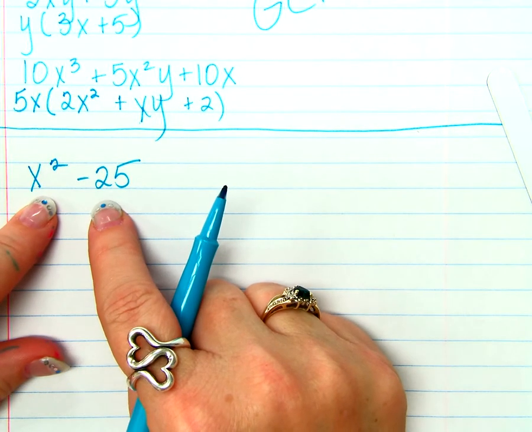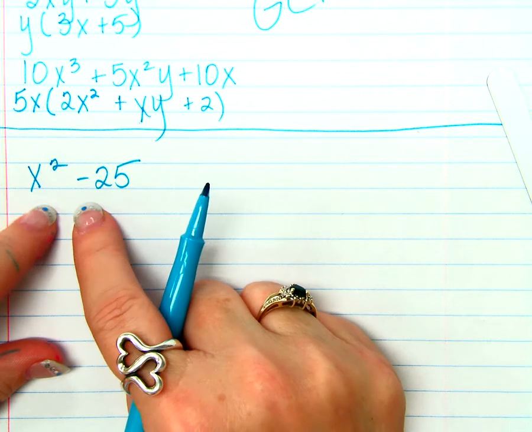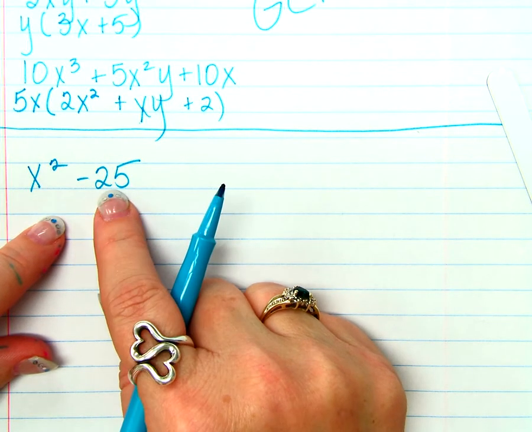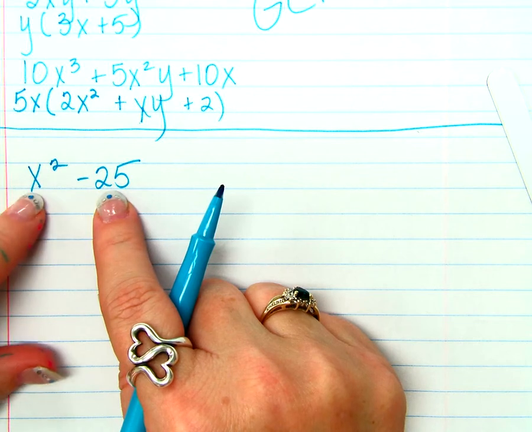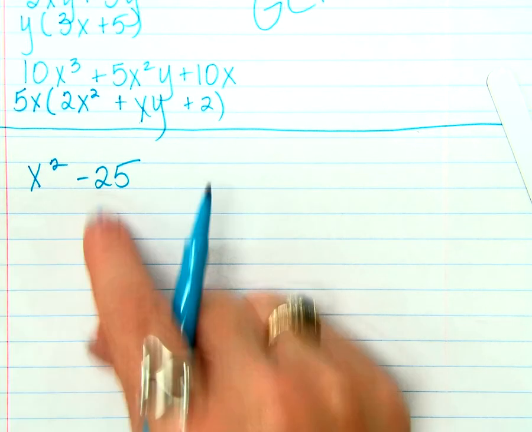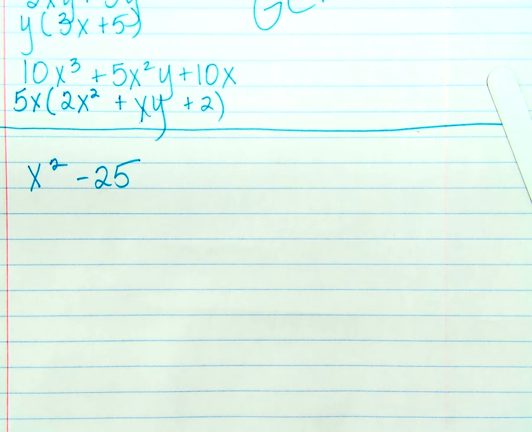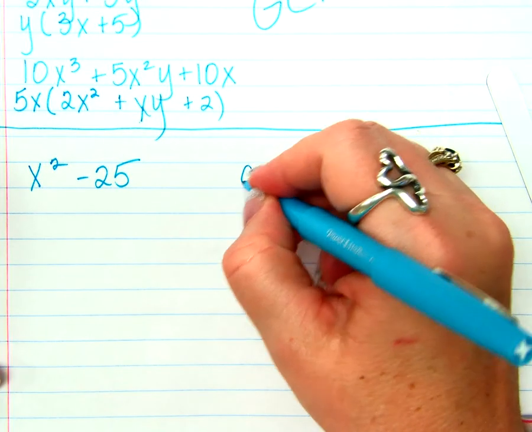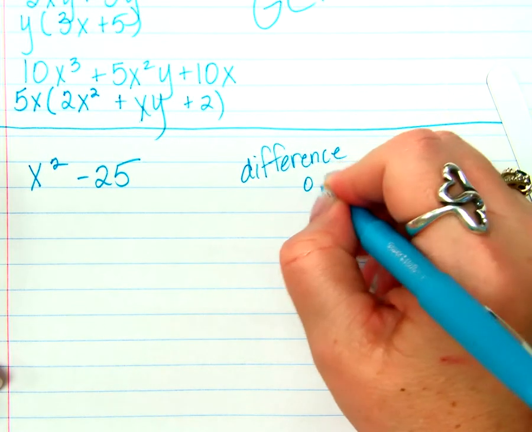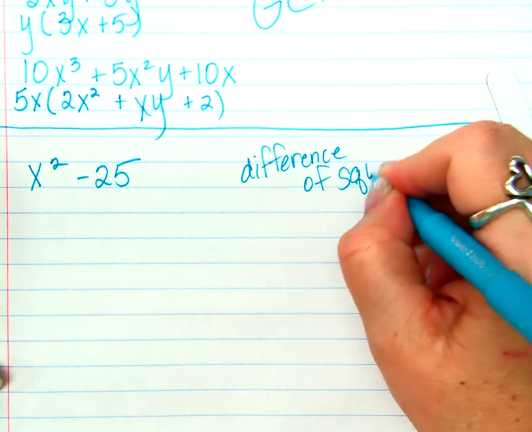Let's see if my distraction worked. What do you notice about these things? They're squares. This one is a square. This one is a square. And what's happening to them? Noticing those things is very, very important, because once you notice that they're both squares and they're being subtracted, you have discovered difference of squares.